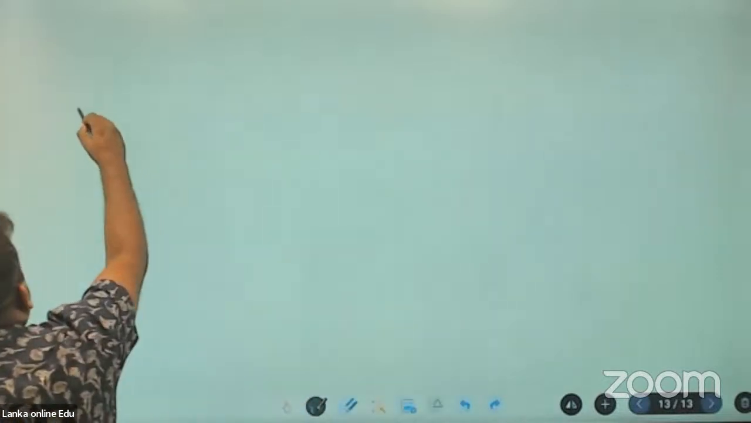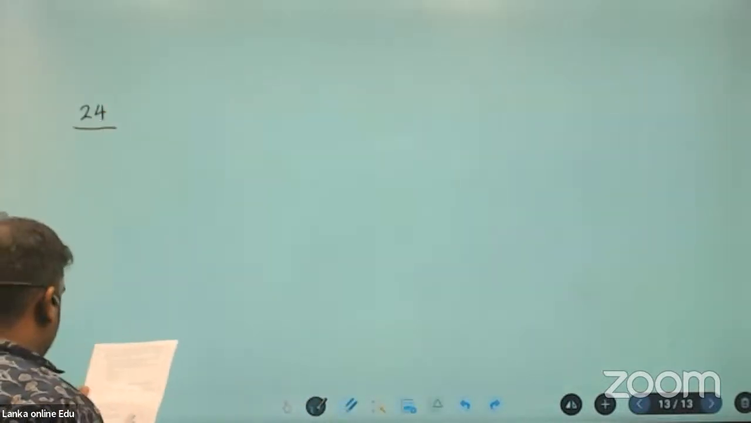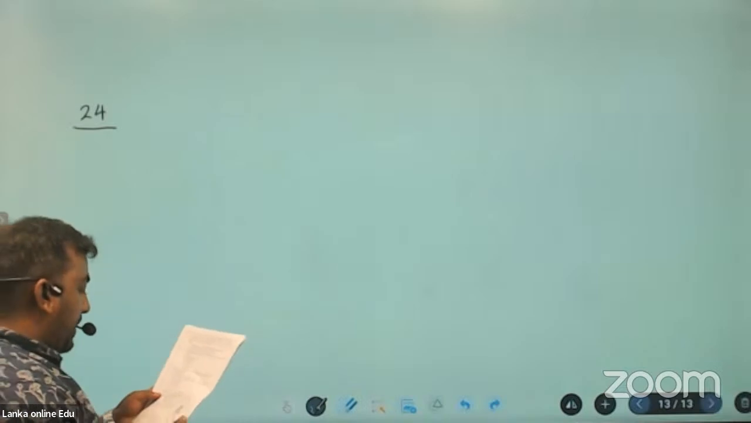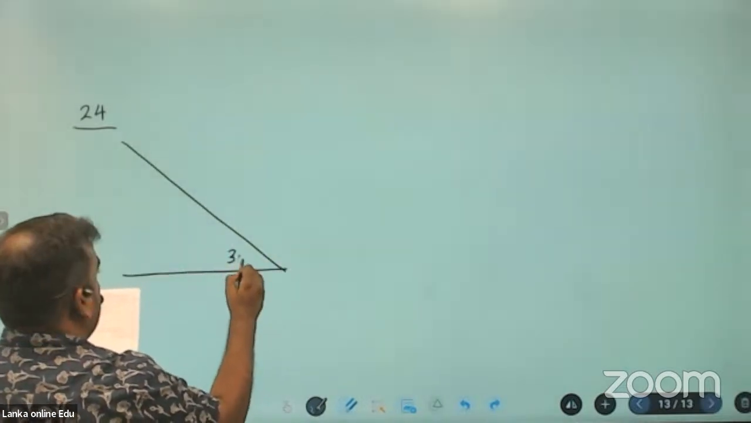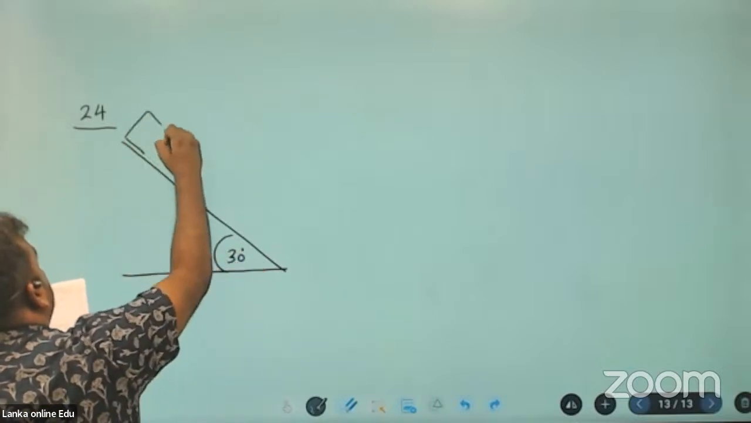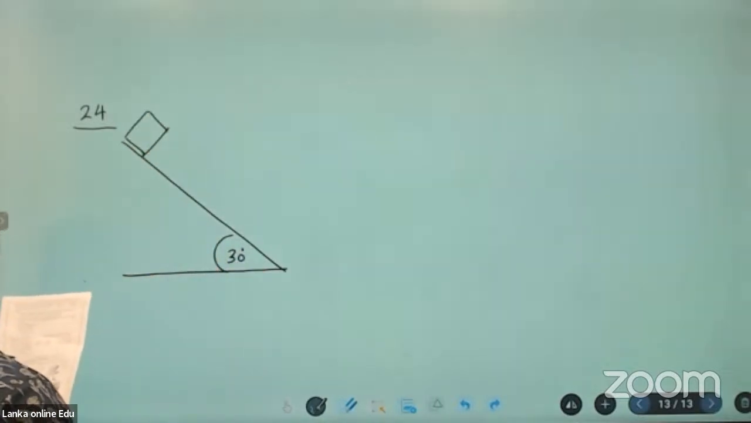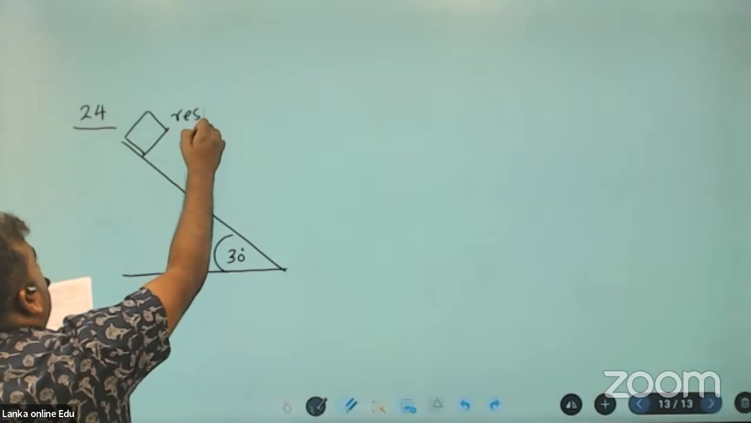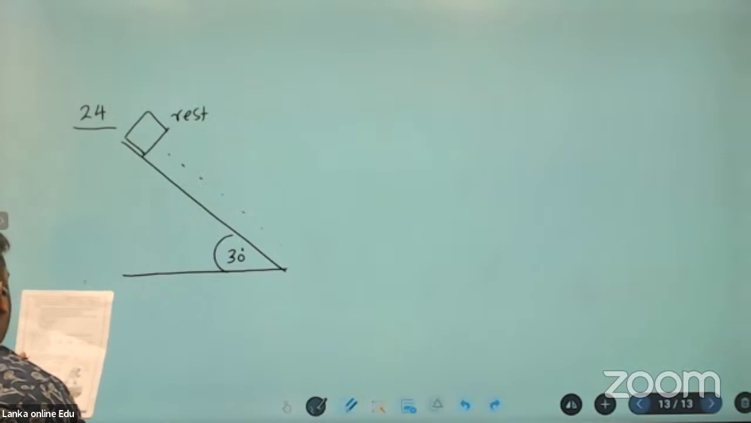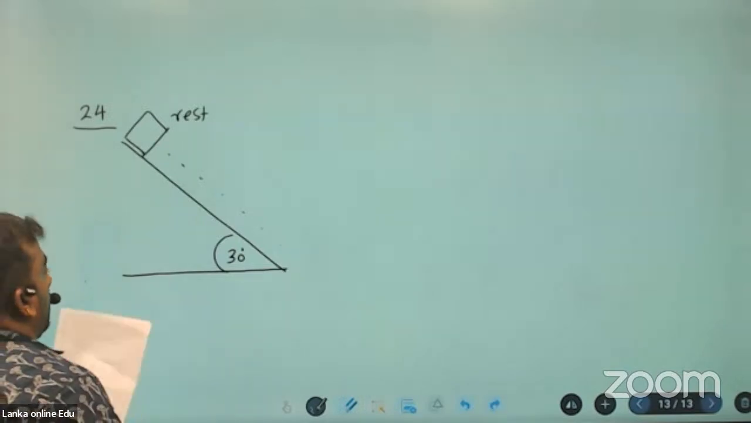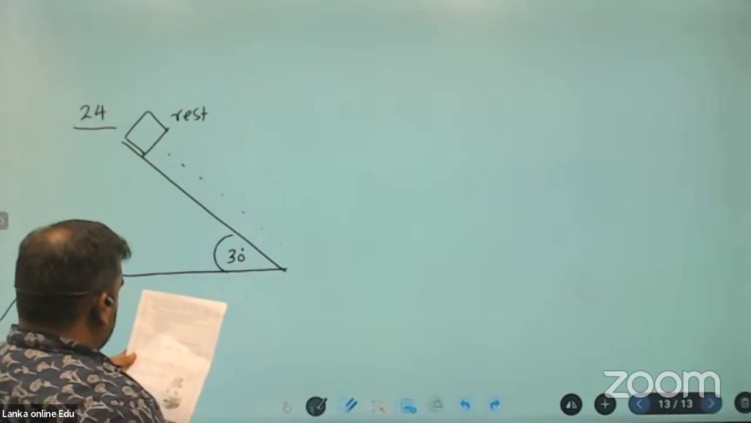MCQ 24. An object of mass 1.2 kg is kept on a smooth surface and released from rest. So it's coming down, released from rest. What is the momentum of the object after 4 seconds?